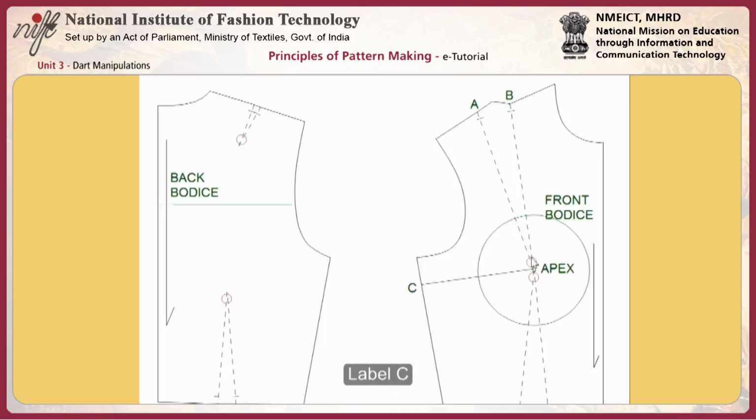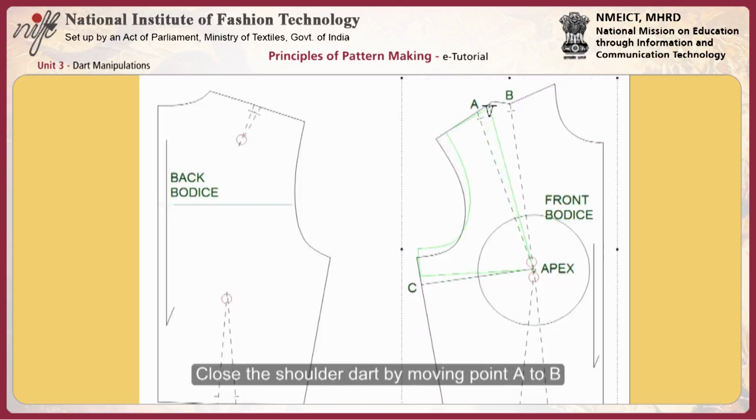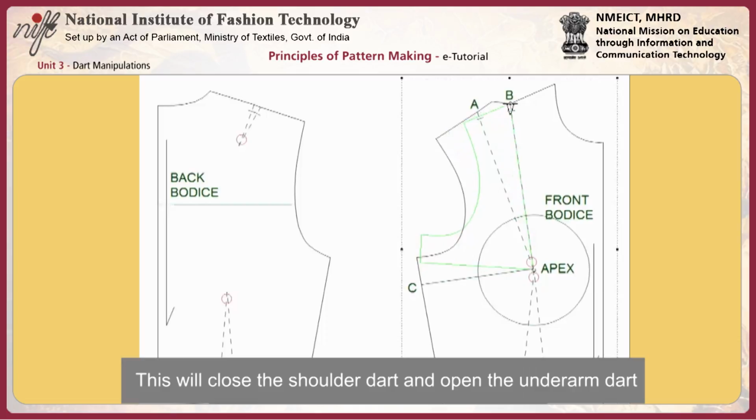Label C. Slash the line from C to apex point. Close the shoulder dart by moving point A to B. This will close the shoulder dart and open the underarm dart.